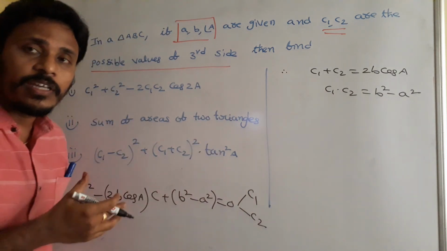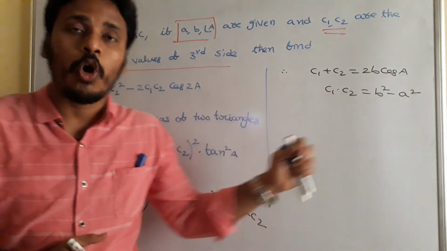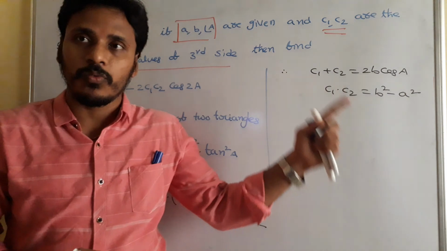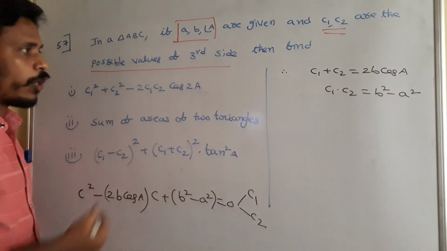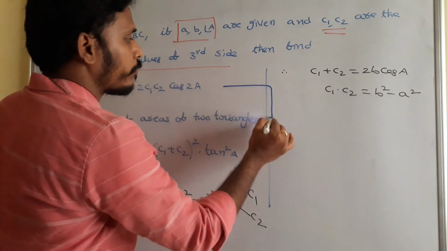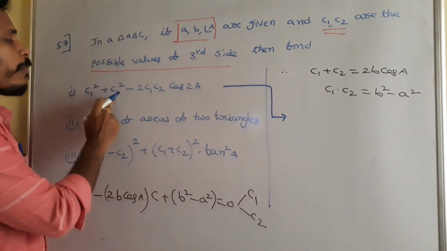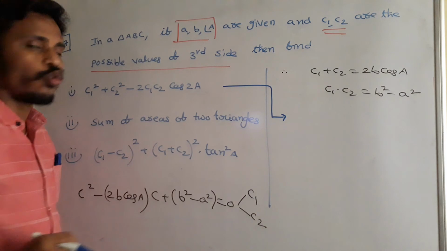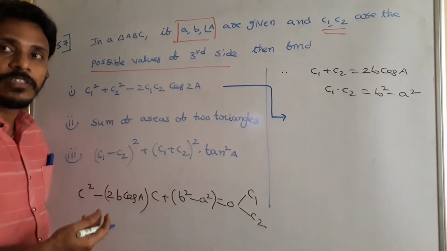Considering that C1 plus C2 is 2b cos a, and C1 into C2 is b square minus a square, we need to find out all these things. Now among those, the first one, what is it? C1 square plus C2 square minus 2 C1 C2 cos 2a. We need to simplify as much as possible.